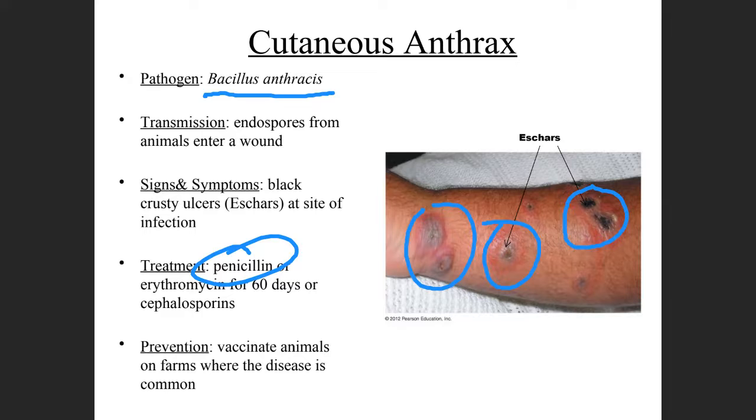There is a vaccine for this, as we talked about before, but people that are vaccinated are either in the military because it's a bioterrorism hazard, or people that work with animals, because the endospores tend to attach to the fur and the hide of animals. So people that work with animals would get vaccinated too.